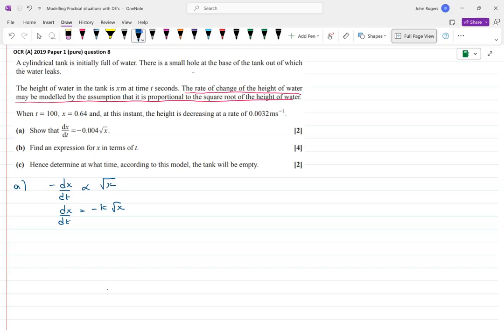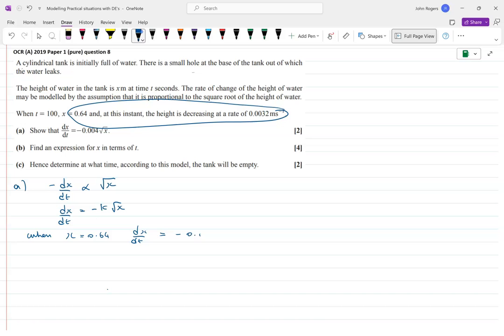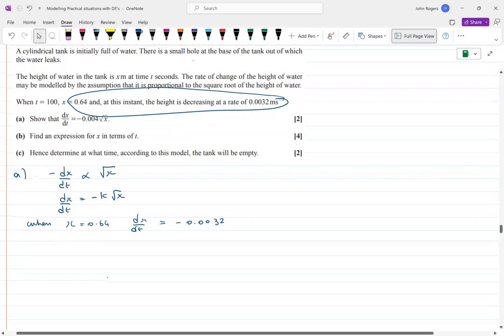So we now have what are called boundary conditions. Here we're told two things. We won't use that yet. We're told that the rate of decrease is minus 0.0032 when x is equal to 0.64. So when x equals 0.64, dx by dt is equal to minus 0.0032. So I can put that into my equation.